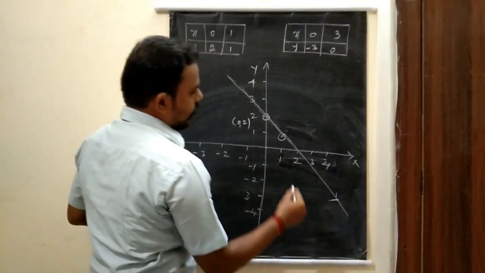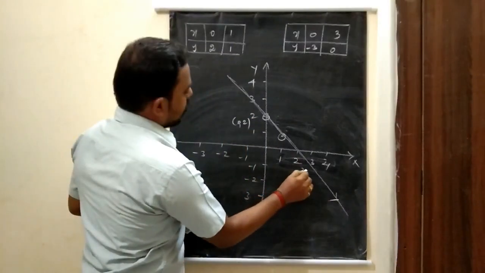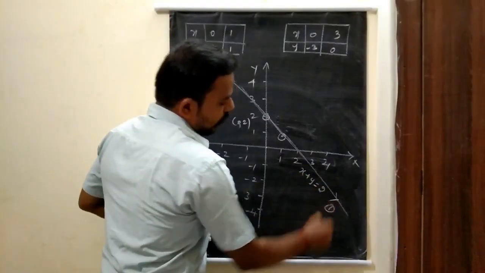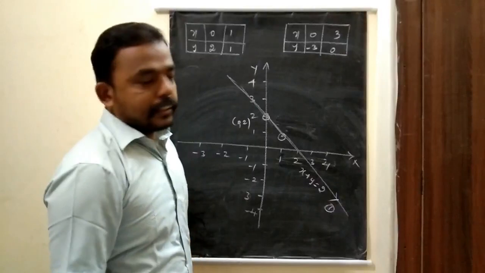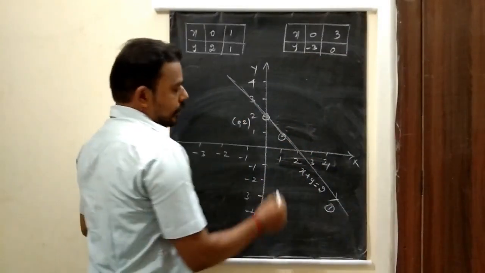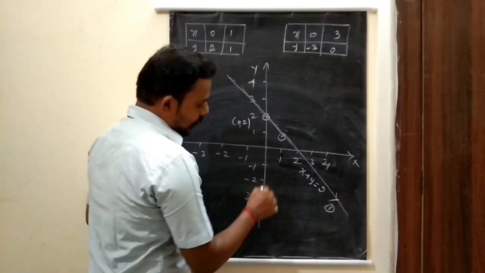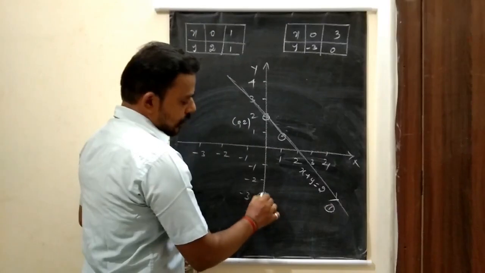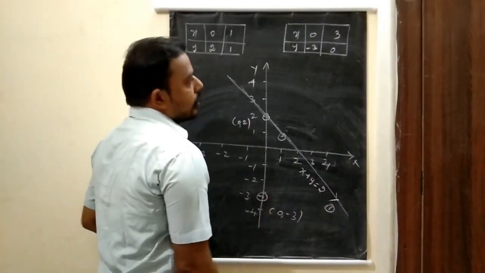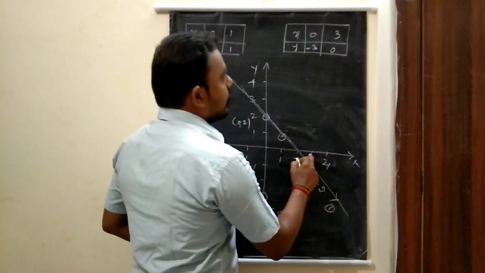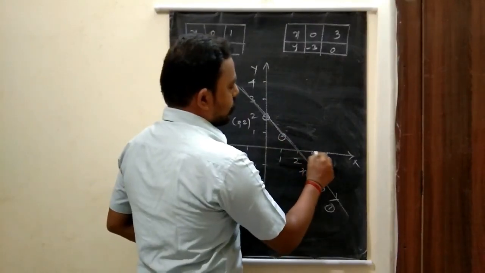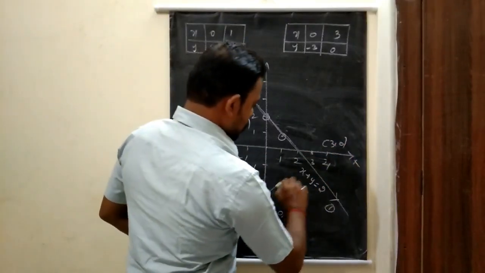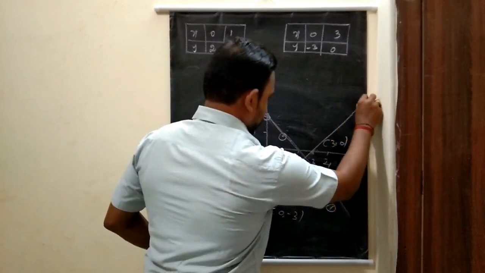So we need to write the equation like that. First equation: x plus y equal to 2. That is the first equation. And for the second equation, you have the points: x value 0, y value minus 3, so 0, comma, minus 3. Next, x value 3, y value 0, so 3, comma, 0. This is the point. Now just draw the next line.